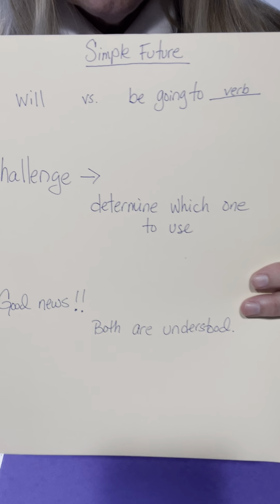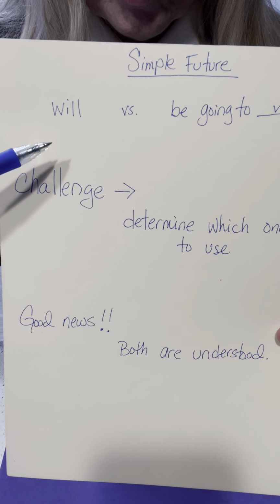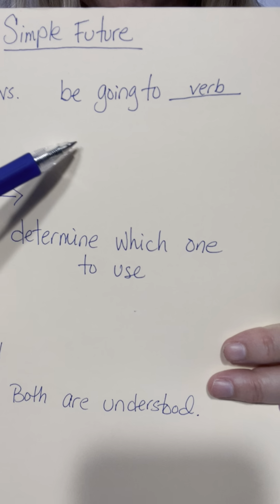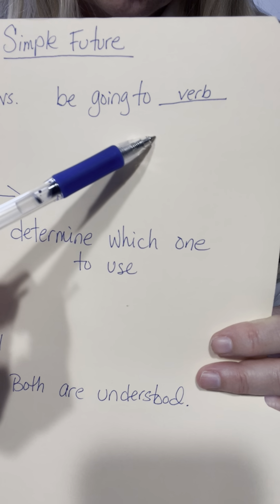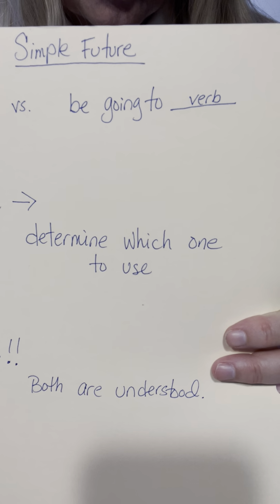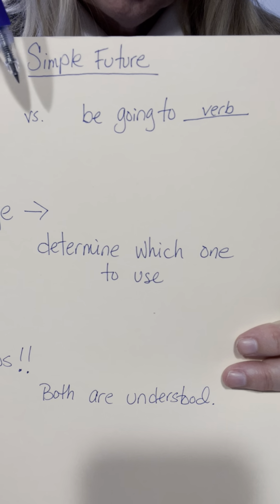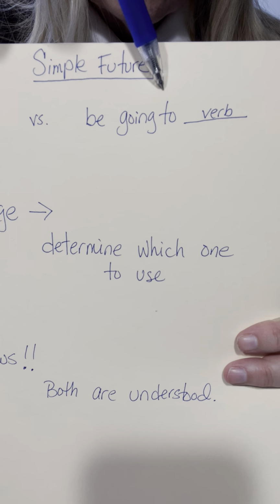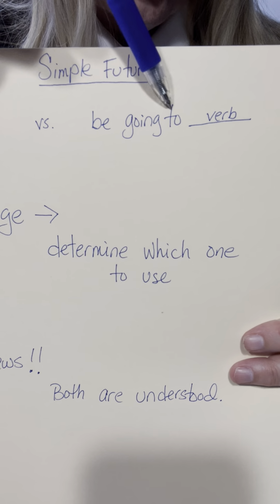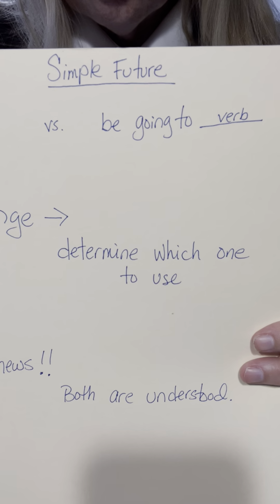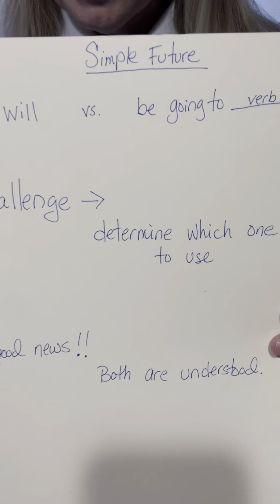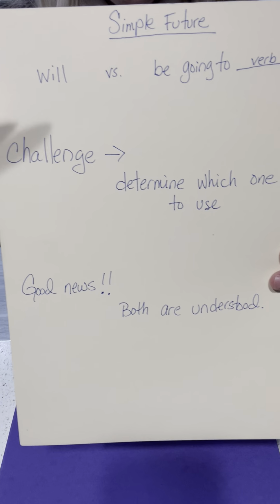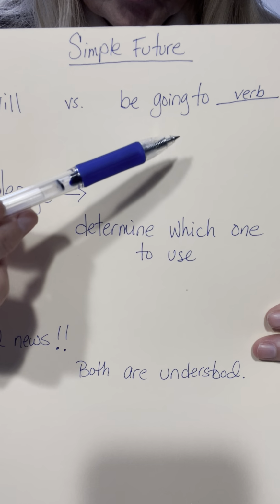When we use this tense, we can either express it with will or the verb to be and going to and the base form of the verb. Some people like to look at it as be, going, and then the infinitive of whatever verb they're talking about. So either is fine. But the challenge here is going to be to determine which one we need to use.